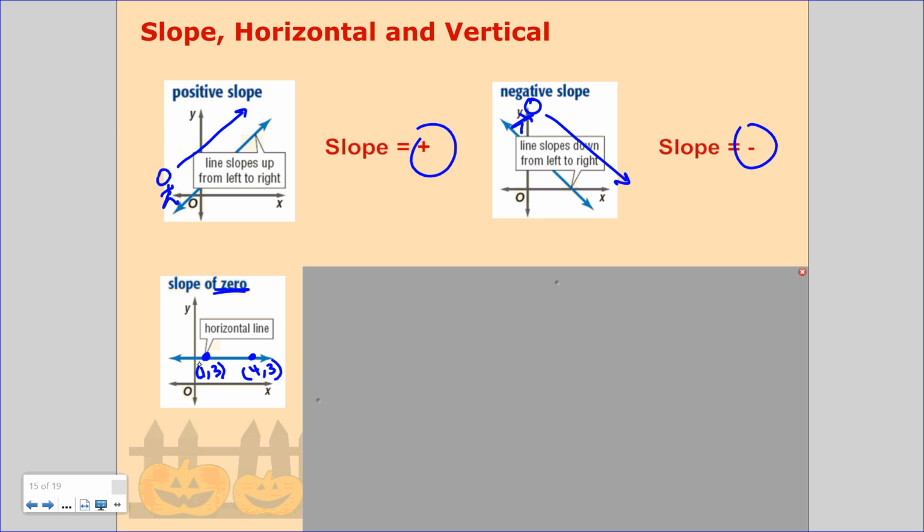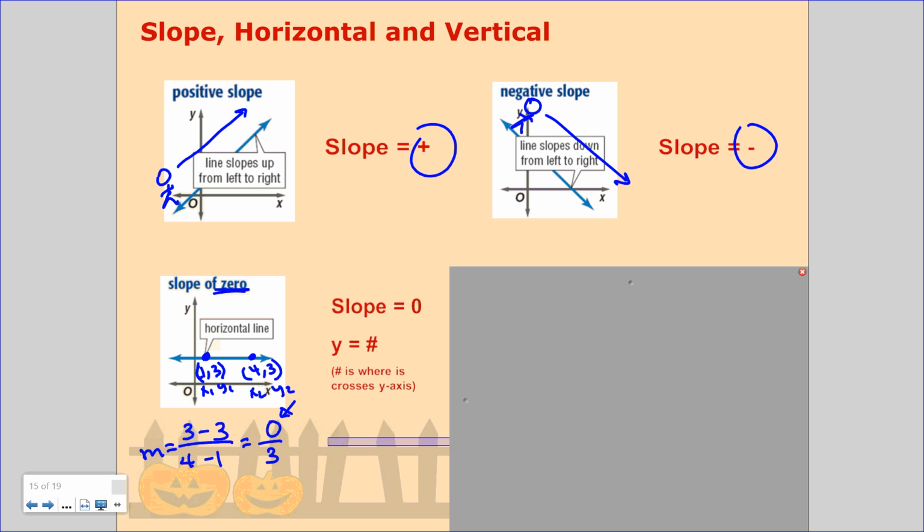If we go ahead and input these values into our formula, so x1, y1, x2, y2, m equals y2 minus y1 over x2 minus x1. When we simplify our formula and find 3 minus 3 is 0, 4 minus 1 is 3, what will always happen with horizontal lines is we will always get 0 as the numerator's value. 0 divided by any number is 0. So horizontal lines will always have a slope of 0.